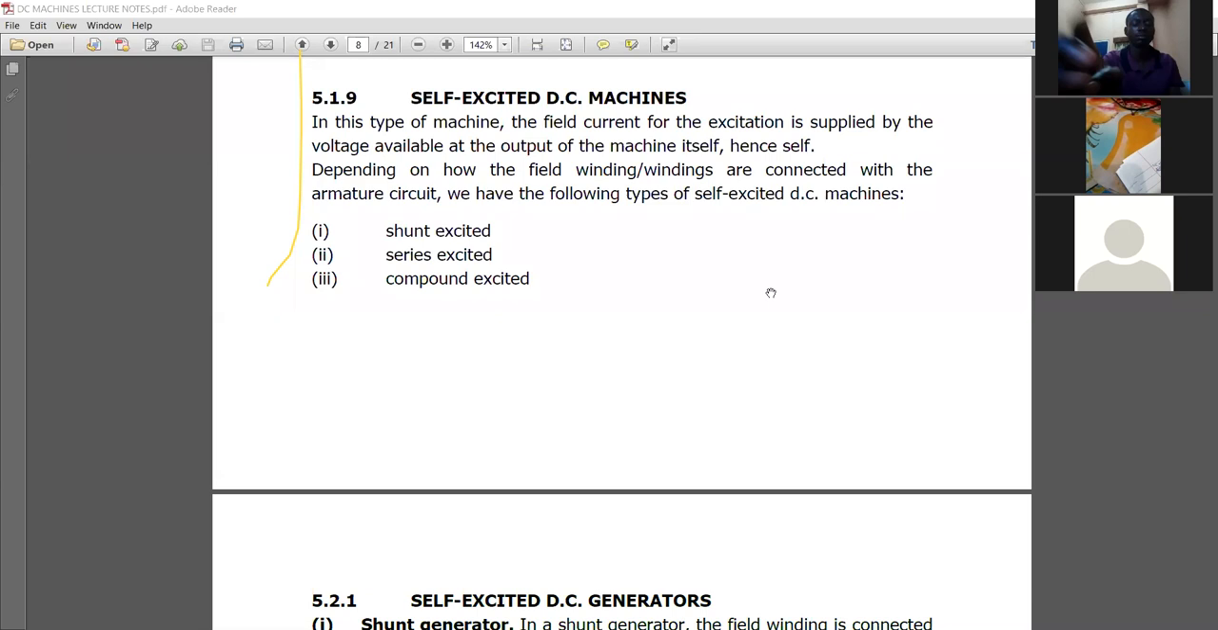So what's the answer to the question? By principle, whatever you generate, even if it's a DC generator that you are talking about, whatever you generate is AC. So what then makes you confidently say that I am generating DC?